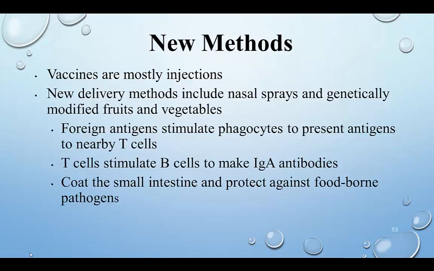So vaccines are mostly injections. However, we're looking at new delivery methods such as nasal spray, genetically modified fruits and vegetables, which you may get your vaccines through. Foreign antigens stimulate phagocytosis to present antigens to nearby T cells. T cells stimulate B cells to make IgA antibodies. And they coat the small intestine and protect against foodborne pathogens.